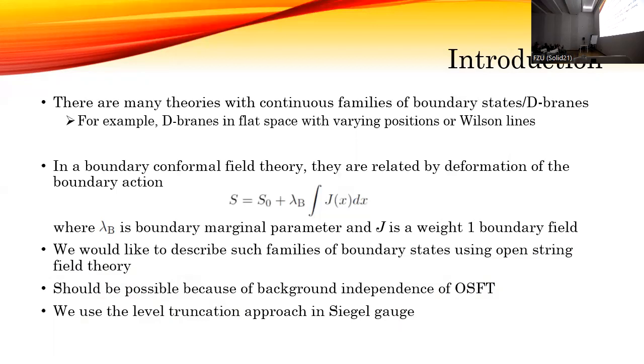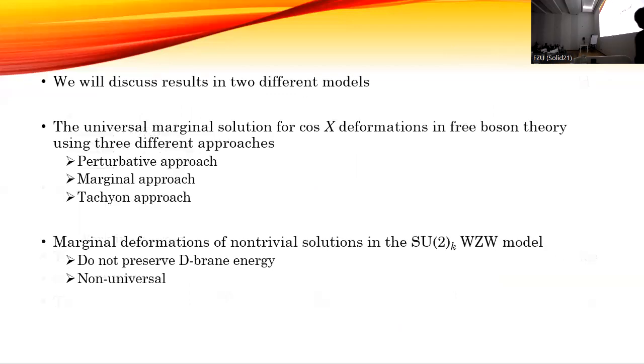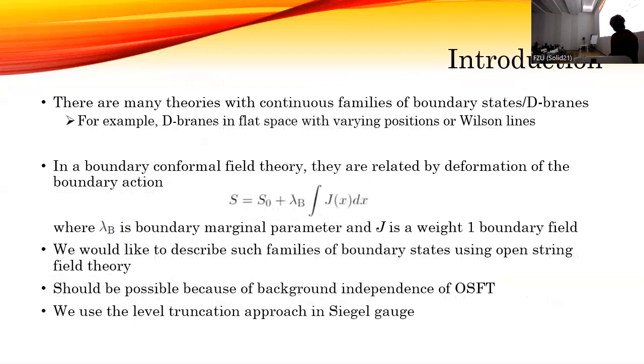So if we look at such a model from the perspective of boundary conformal field theory, then we find that such boundary states are related by deformation of the boundary action. If S0 is the action of the original theory, then we can deform it by an integral of a boundary field of weight 1 times some parameter which we call the boundary marginal parameter, and this action should describe a different theory which has different boundary conditions. So such families of boundary states are related to the existence of boundary fields of weight 1.